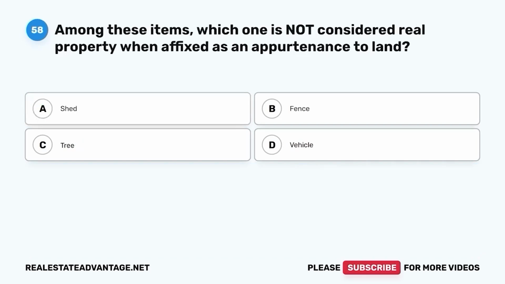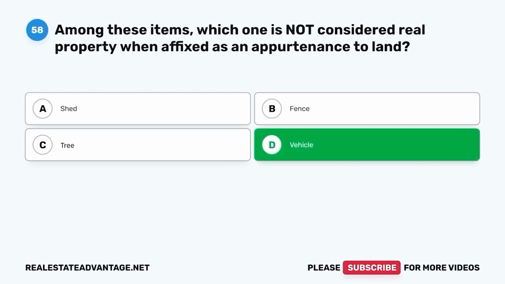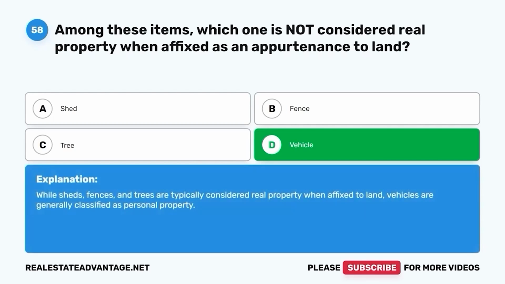Question 58. Among these items, which one is not considered real property when affixed as an appurtenance to land? A, shed. B, fence. C, tree. D, vehicle. The correct answer is D, vehicle. While sheds, fences, and trees are typically considered real property when affixed to land, vehicles are generally classified as personal property.